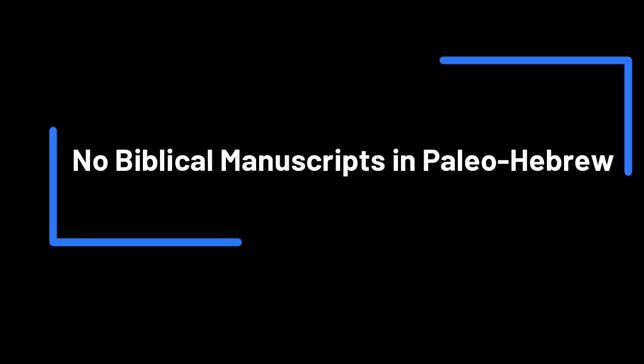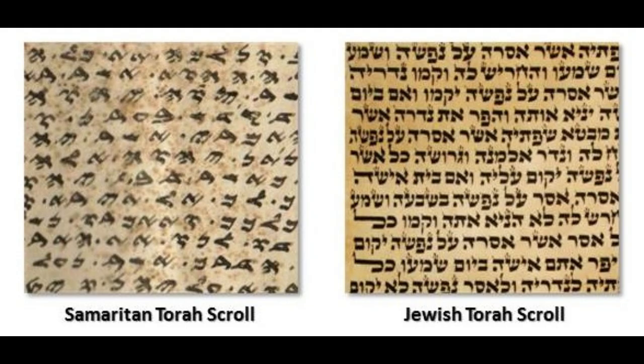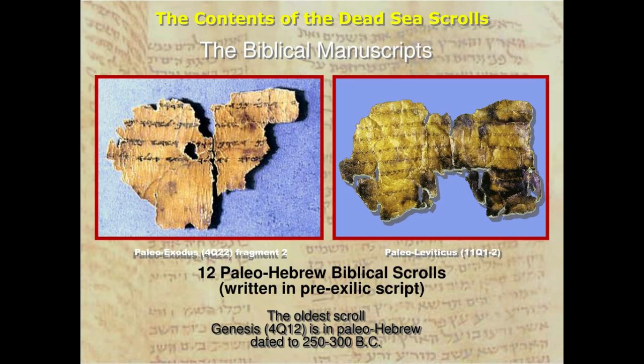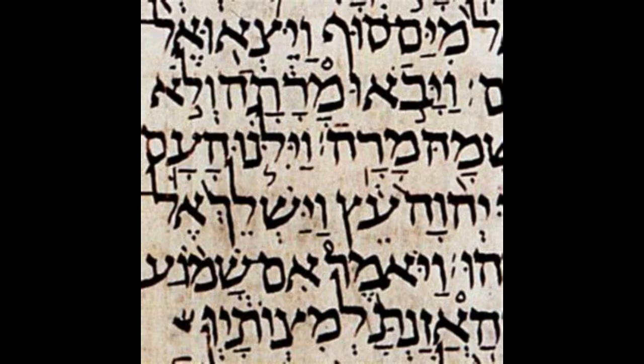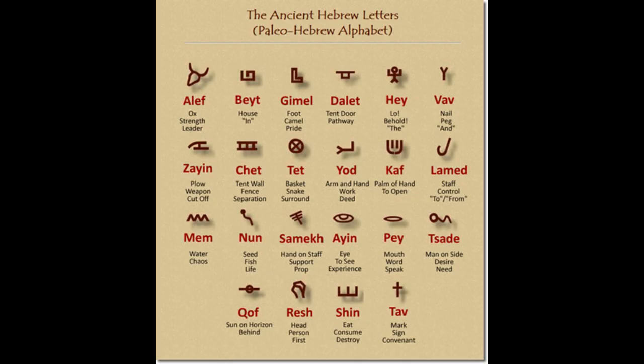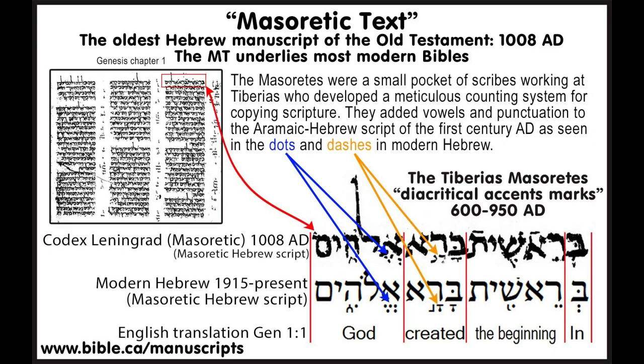No biblical manuscripts in Paleo-Hebrew. Importantly, we have no complete or substantial biblical manuscripts in Paleo-Hebrew. The vast majority of biblical texts, especially those found among the Dead Sea Scrolls, are written in Aramaic square script, the precursor to modern Hebrew script, not in Paleo-Hebrew. While a few fragments among the Dead Sea Scrolls use Paleo-Hebrew for the Tetragrammaton, YHWH, or in certain select passages, possibly for symbolic or stylistic purposes, the dominant script for preserving scripture was clearly the Aramaic-based square script by the Second Temple period.